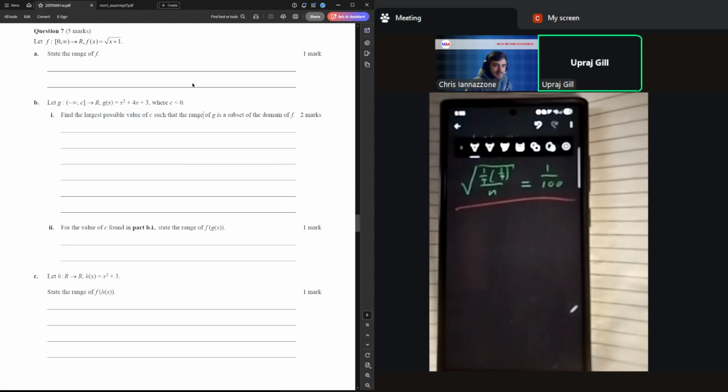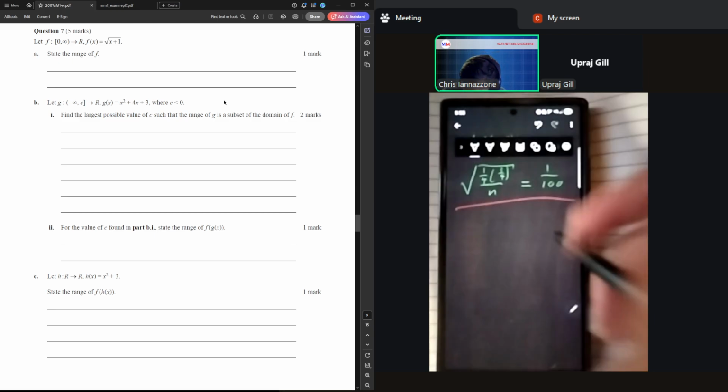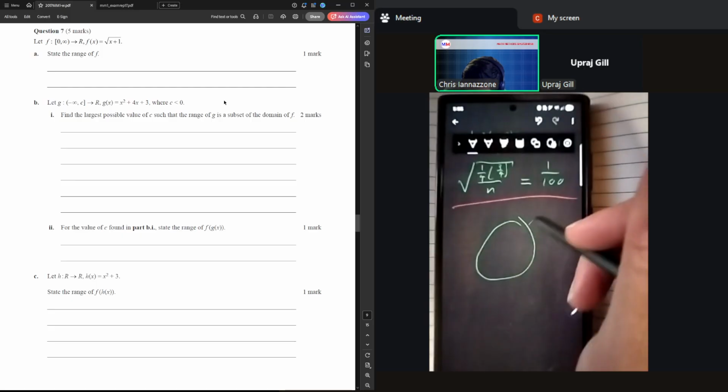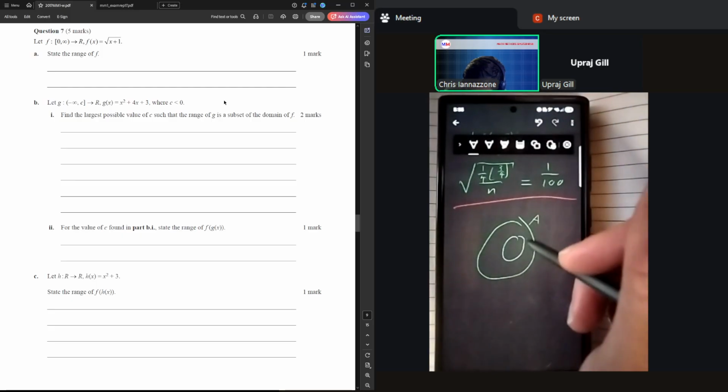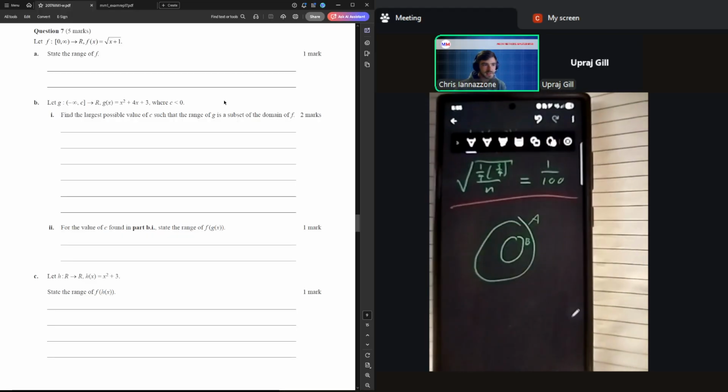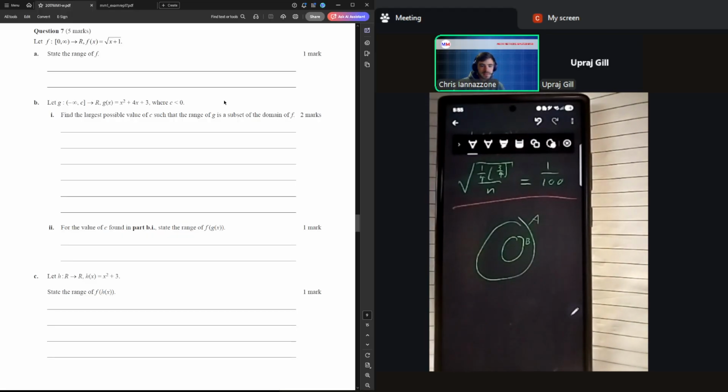Wait, just to clarify, a subset means the values of the range will be inside the values of the domain of f? Yeah, precisely. Subset. So the picture is always you've got set A, which is this big circle, and you've got set B, which is entirely enclosed within set A. So set B would be considered a subset of set A.